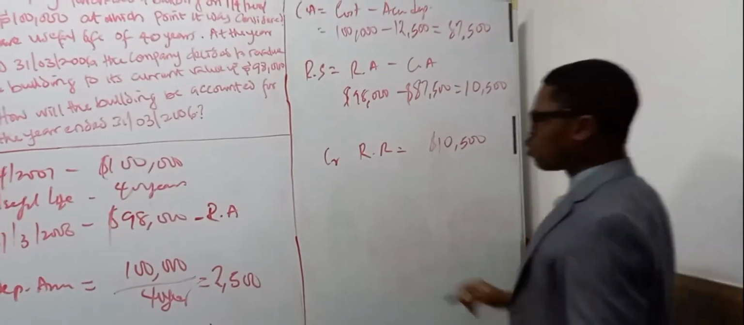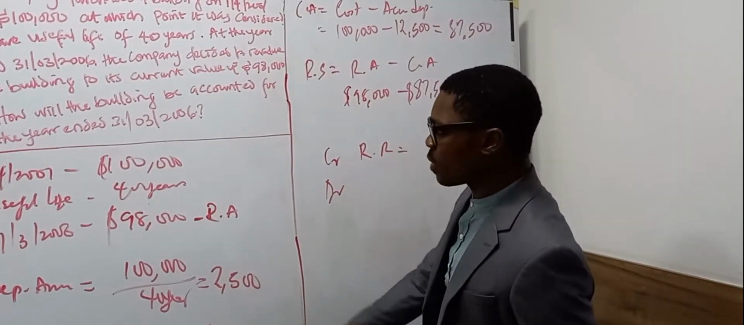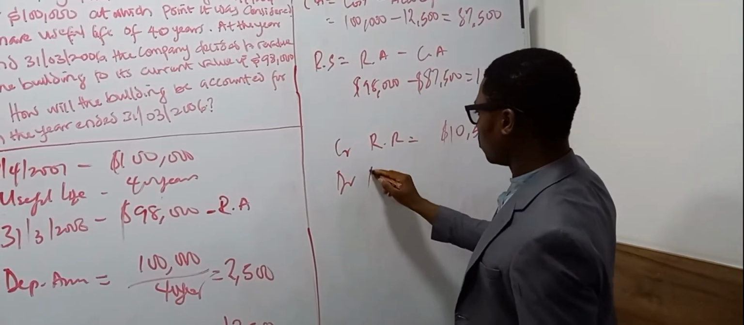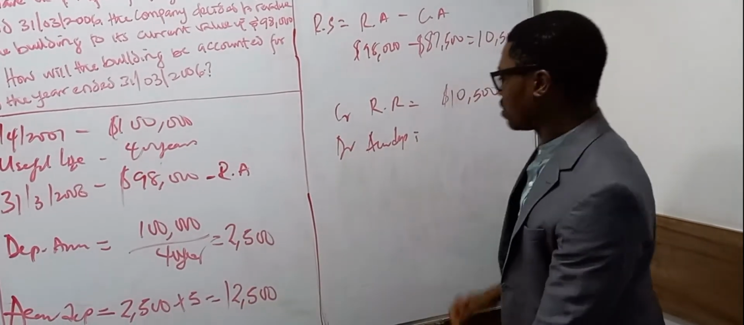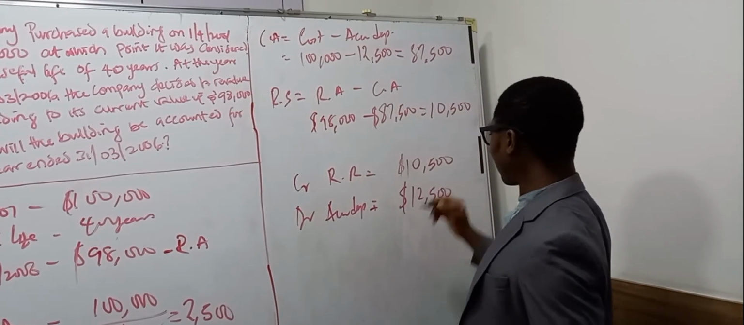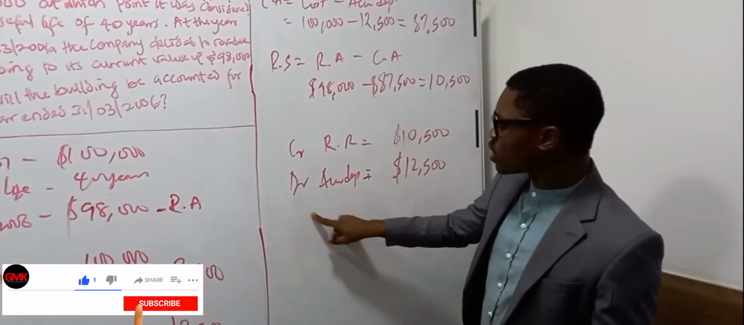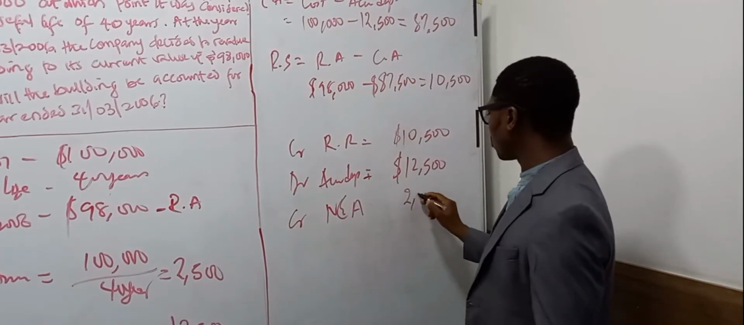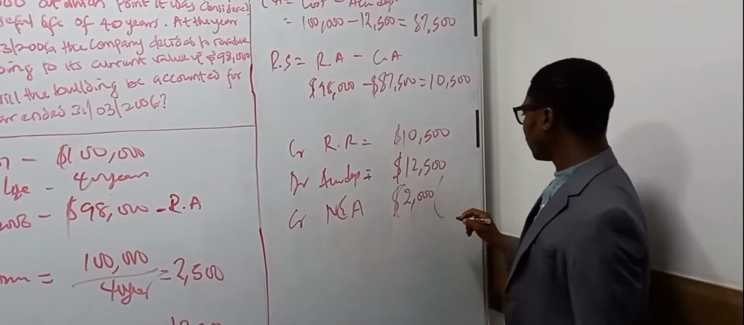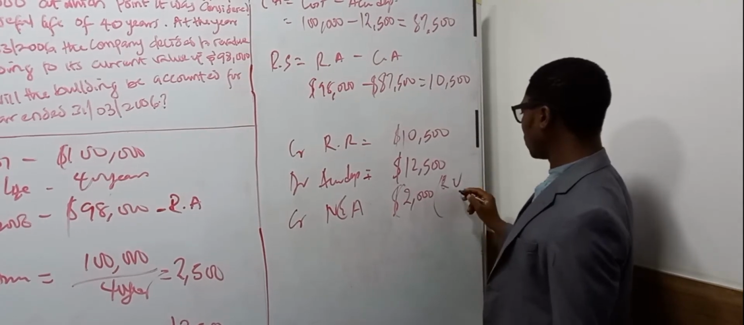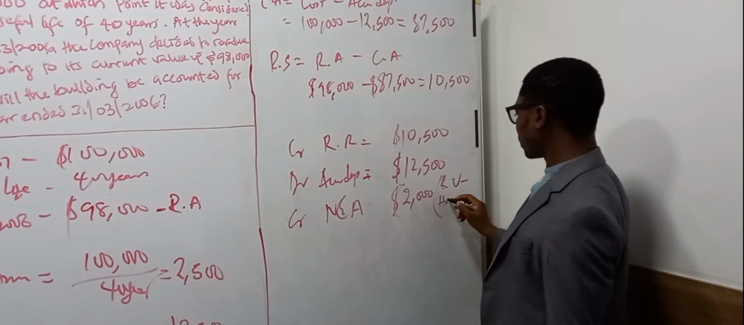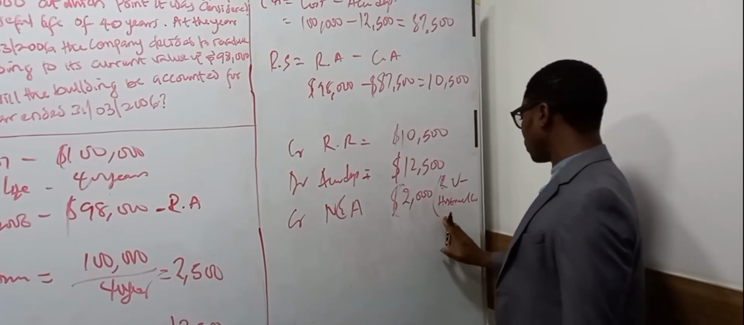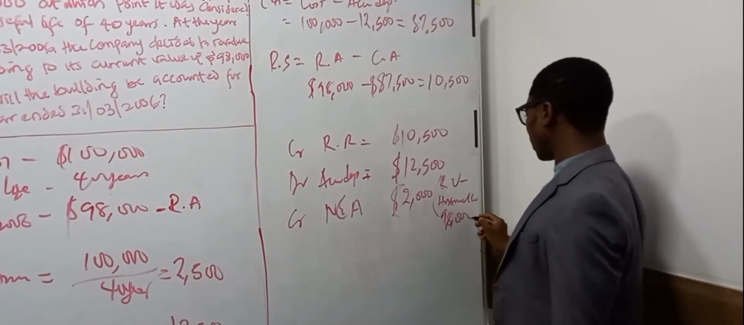$10,500. We will debit the accumulated depreciation, knowing fully well that this will have a new depreciation amount because of the revaluation amount. We will debit the accumulated depreciation with the accumulated depreciation amount of $12,500. Because it's a revaluation deficit, what do we do? We will credit our NCA with a revaluation deficit of $2,000, which is the difference between the revaluation amount and the historical cost. Revaluation amount is $98,000 minus $100,000.